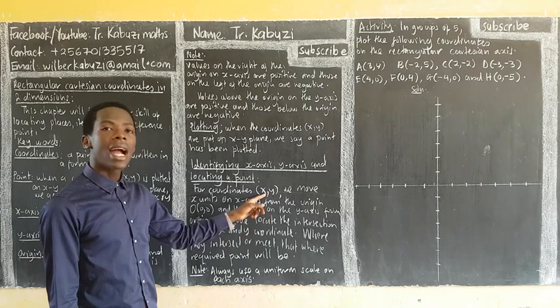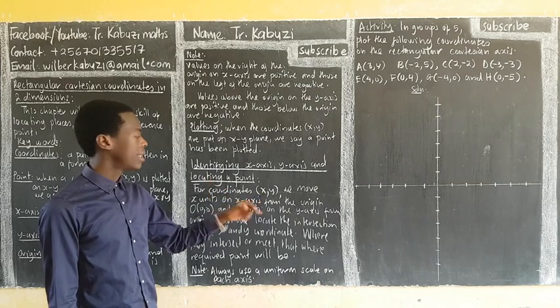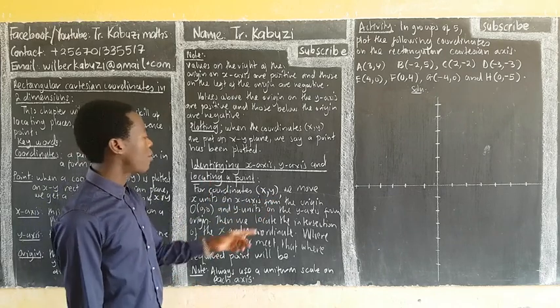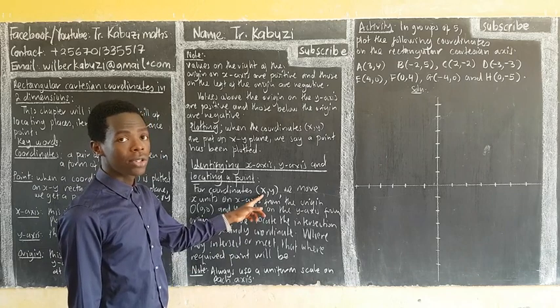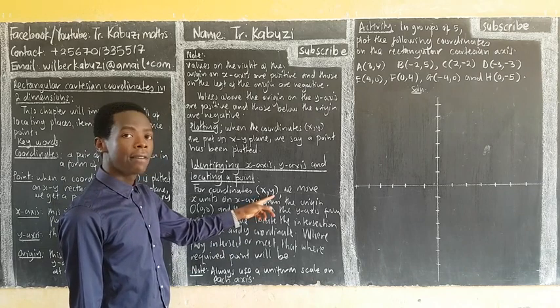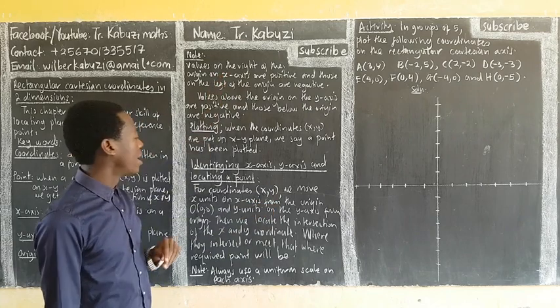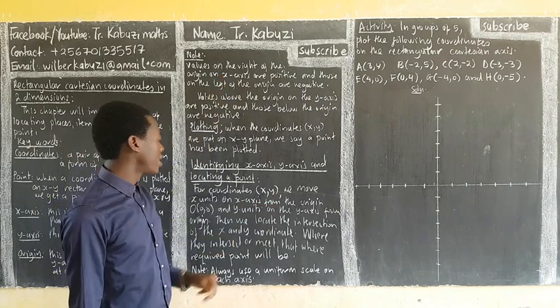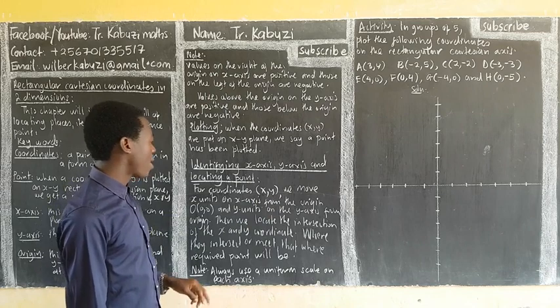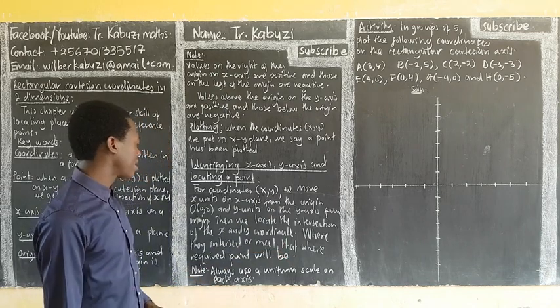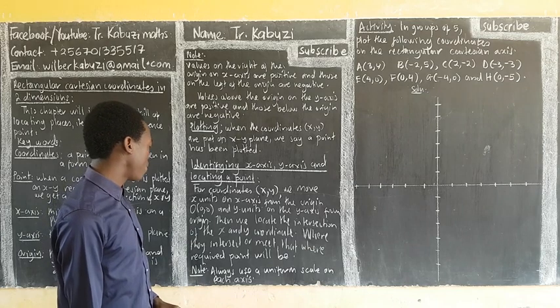So this can be negative, it can be positive, as we have seen. This can be positive, it can be negative. So you move accordingly. If you want negative of x, you know where to go now. If you want the negative of y, you move down. If you want the positive of y, you move up. So then we locate the intersection of the x and y coordinates. Where they intersect or meet, that's where the required point will be.